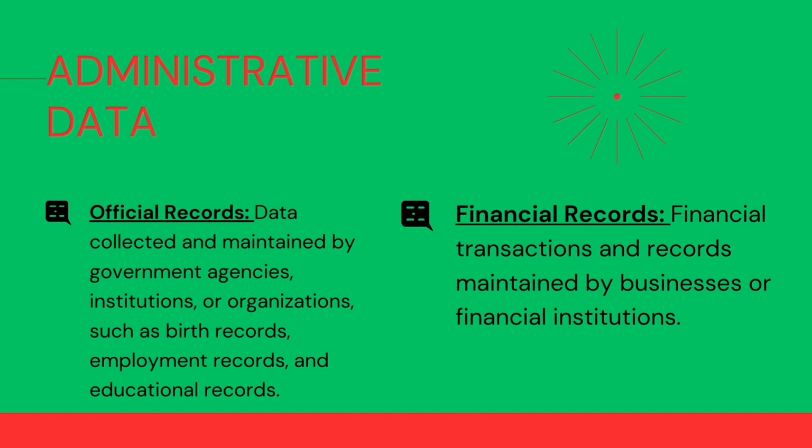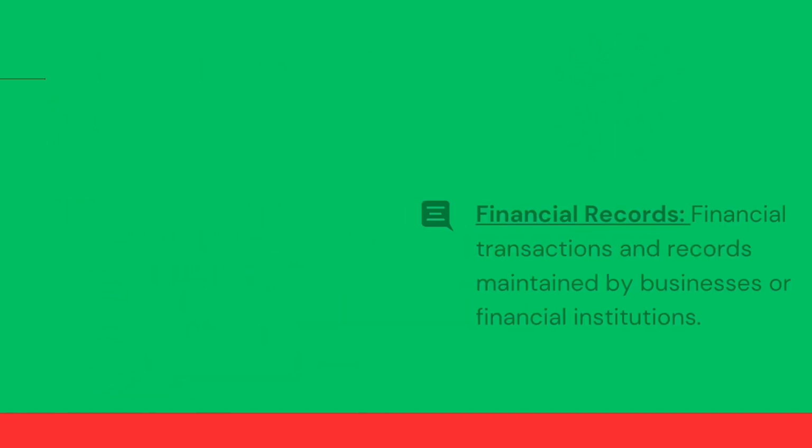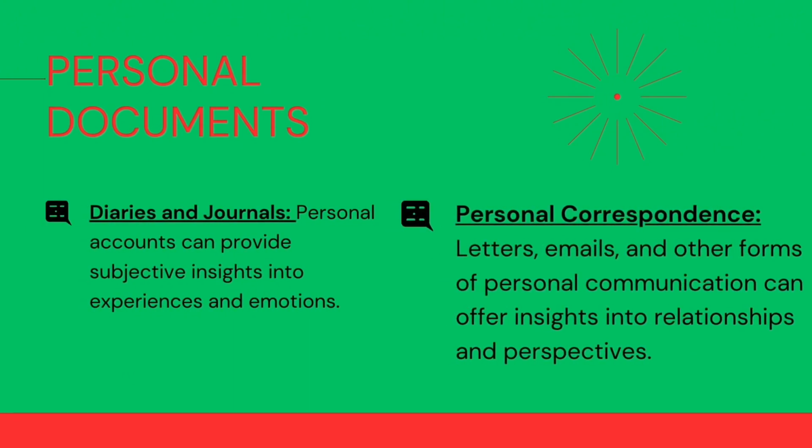Here are data collected and maintained by government agencies, institutions, or organizations such as birth records, employment records, and educational records. Financial records, financial transactions, and records maintained by businesses or financial institutions. The fifth one is personal documents. We're going to talk about diaries and journals.